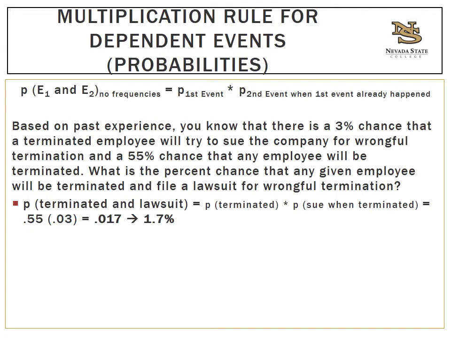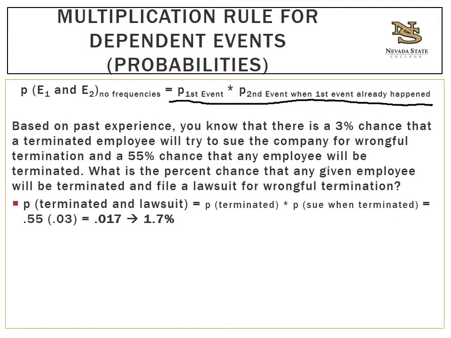So now let's take a look at the formula that you should use if you don't have access to the joint frequency distribution table, or in other words, the raw data, but you know the probabilities. Now we're going to focus on this. Now, this would work in the frequency distribution table as well, but it's less easy to use. It's easier to use in this case right here. So let's say, based on past experience, you know there's a 3% chance that a terminated employee will try to sue the company for wrongful termination, and a 55% chance that any employee will be terminated. What's the percent chance that any given employee will be terminated and file a lawsuit for wrongful termination?